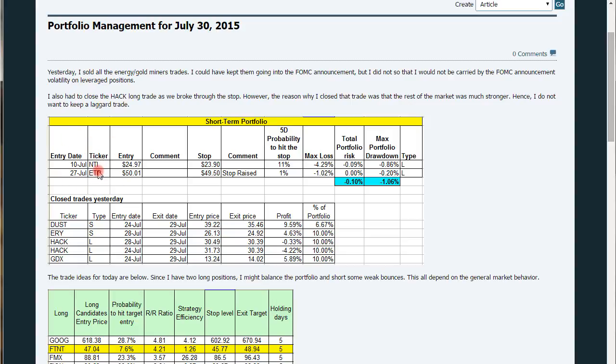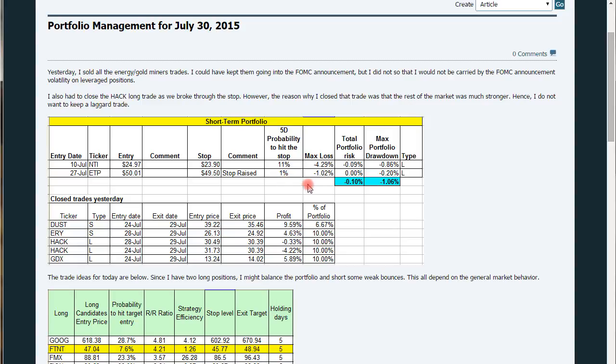The first part here calculates the risk of the portfolio, taking into account the running positions. Here I have two positions. These are two long positions. This is the entry price of these positions and the stop of the positions. This stop has been raised because we are now much higher than 50. And you can see that there is only 1% that this stop will be hit in the next 5 days.